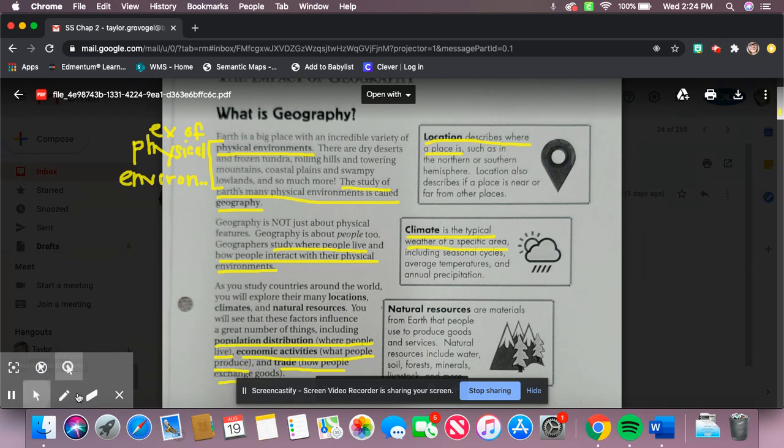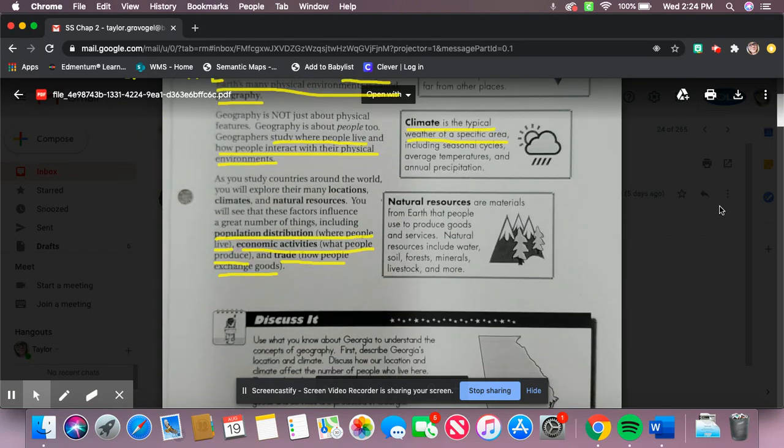All right, let's look at this last box here. It says natural resources. Natural resources are materials from Earth that people use to produce goods and services. Natural resources include water, soil, forests, minerals, livestock, and more. So we can go ahead and put that natural resources are materials from Earth that people use to produce goods and services. And then it gives you some examples here. So this is what naturally comes from the earth.